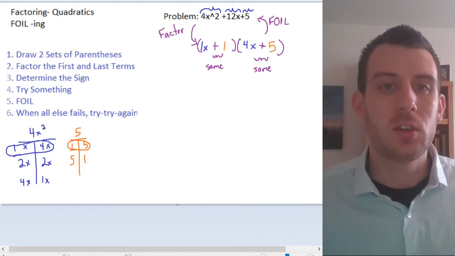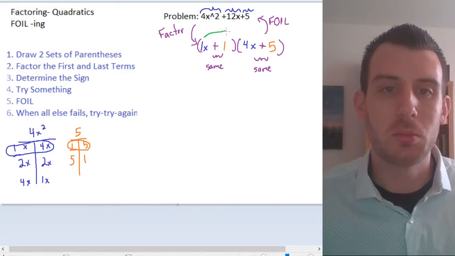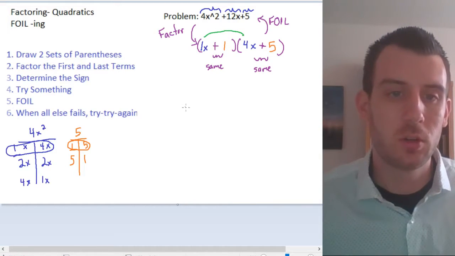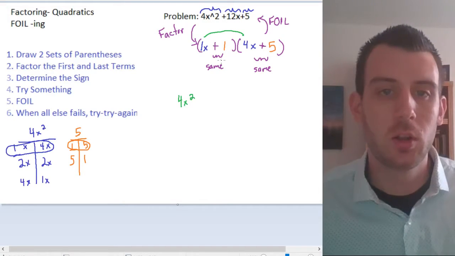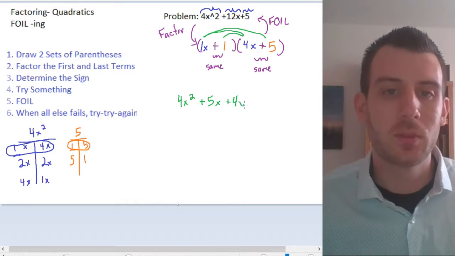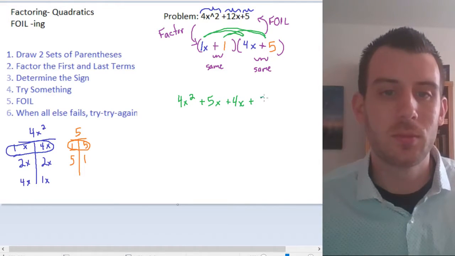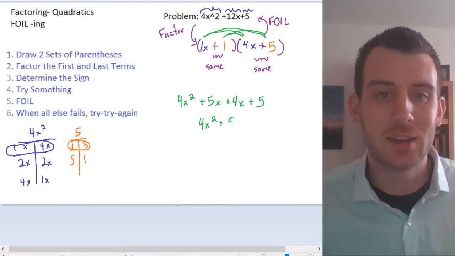So FOILing is how we get to double check our answer. To break down the acronym again, it's this idea of first. So the first terms times each other, 1x and 4x, gets me 4x squared. Outer is my 1x and 5, so plus 5x. Inner would be the 1 and the 4x, and last would be the 1 and the 5. Alright, let's simplify this down and see what it got us. So 4x squared plus 9x plus 5.